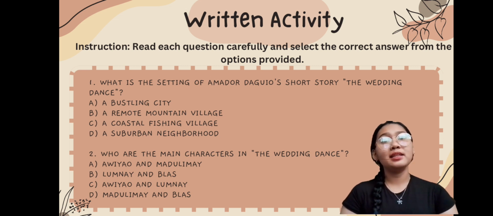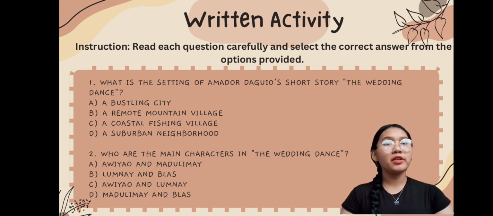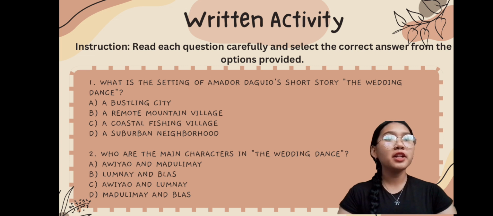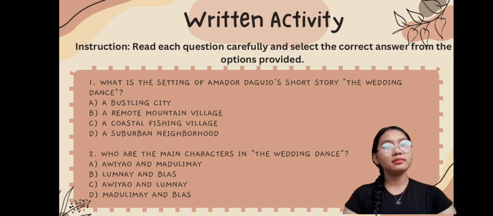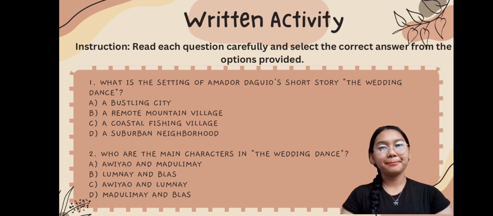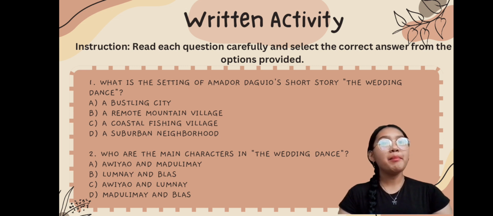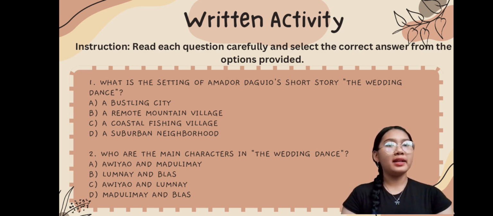A. A bustling city. B. A remote mountain village. C. A coastal fishing village. Or D. A suburban neighborhood. Next, who are the main characters in The Wedding Dance? Awiyaw and Madulimay, Lumnay and Blas, Awiyaw and Lumnay, or D. Madulimay and Blas.